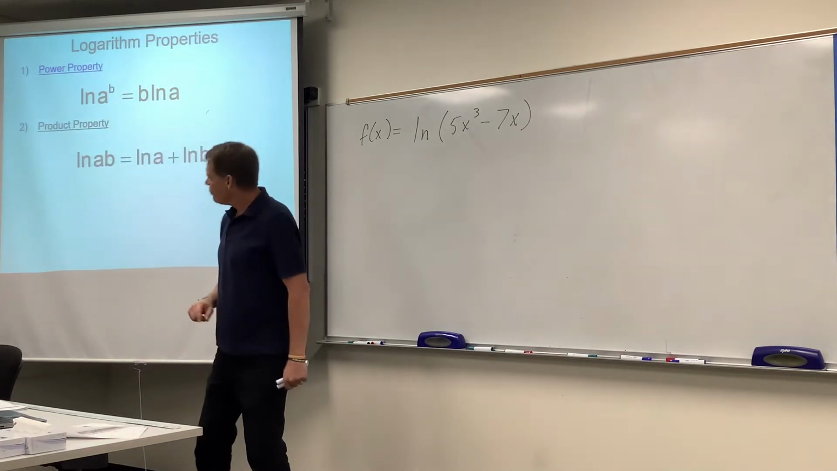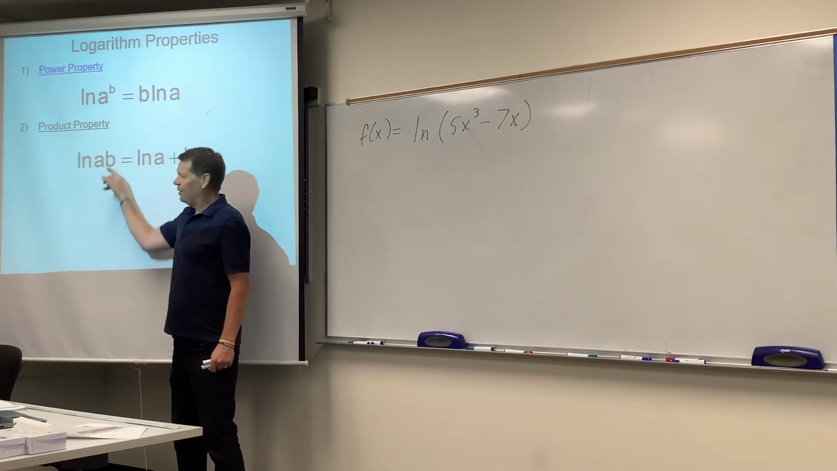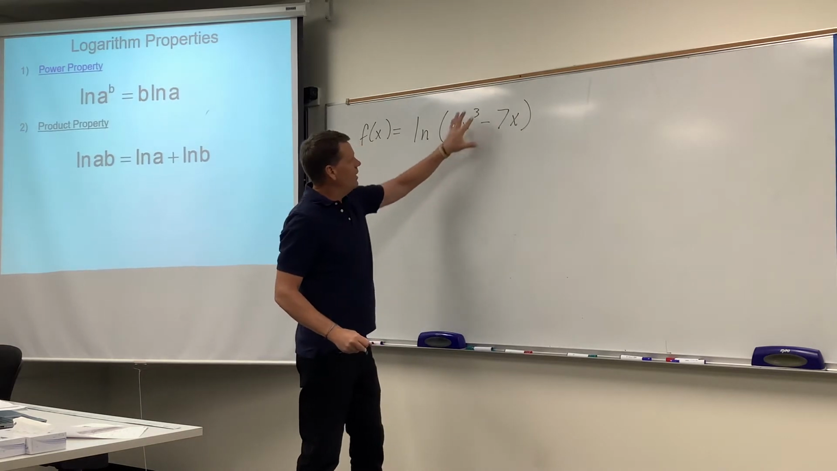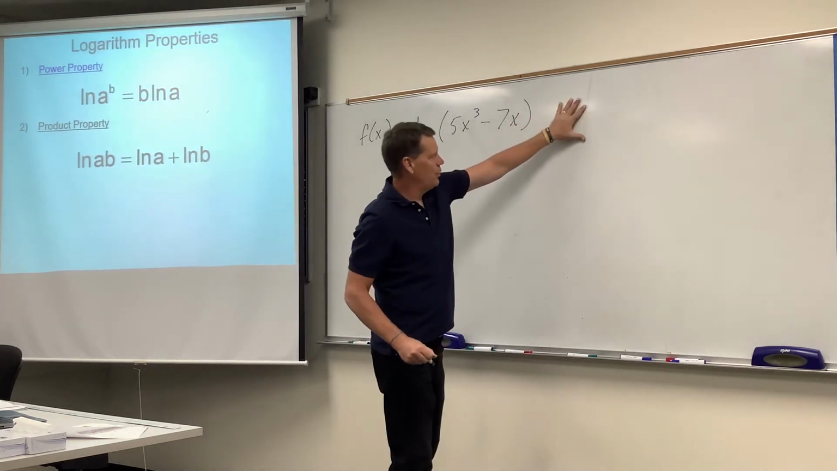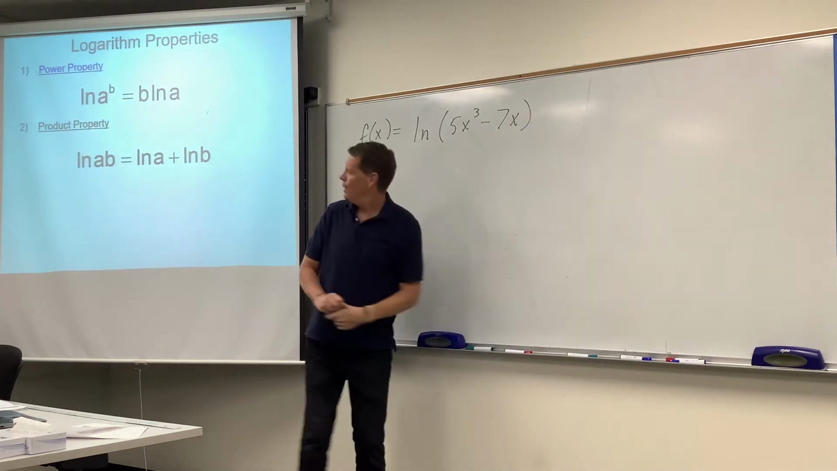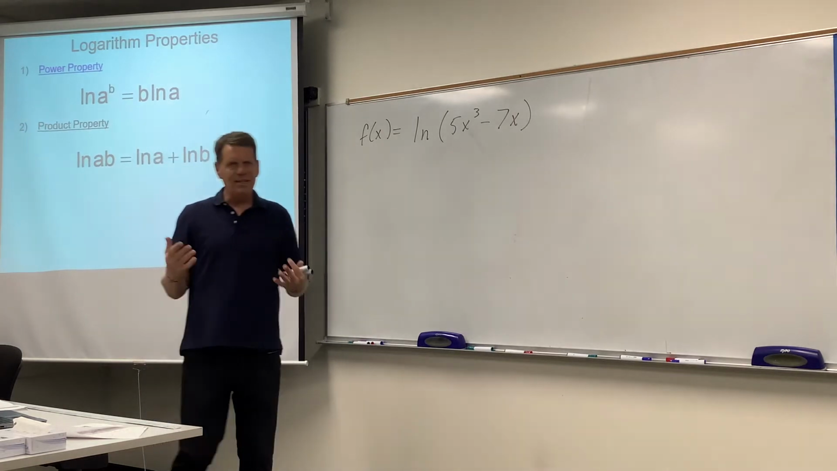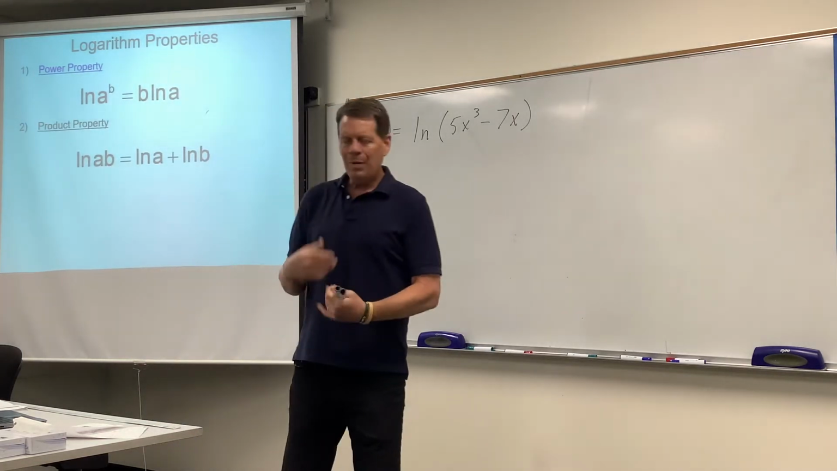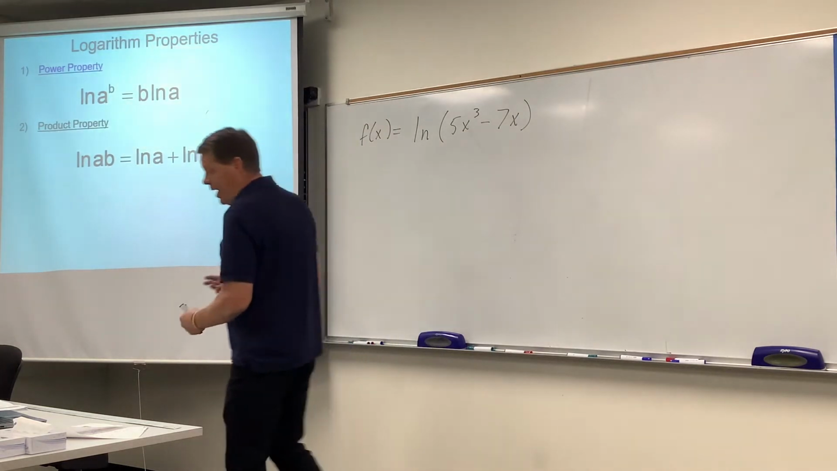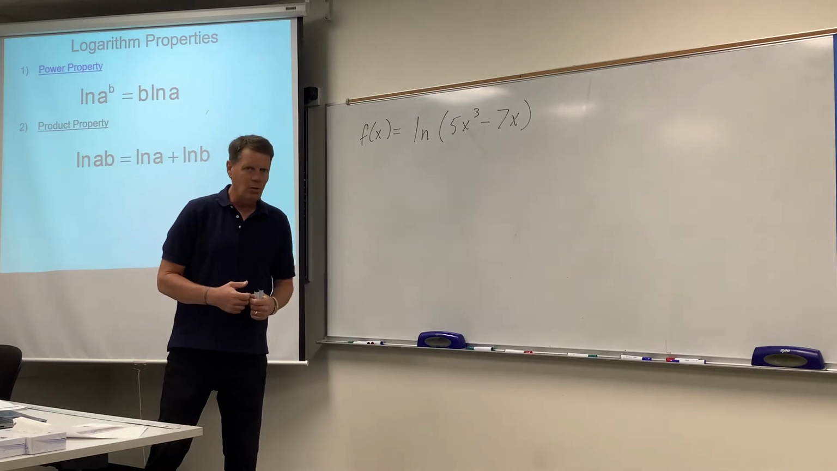Product. Are we taking the natural log of a product? No, that's a single quantity inside there. It's not like this quantity is being multiplied by another quantity. If it was the natural log of two quantities being multiplied, product, then we could apply that idea. I don't see that happening on this one either. But again, check for these potential rewrites. And if they happen, great. And if they don't, oh well.